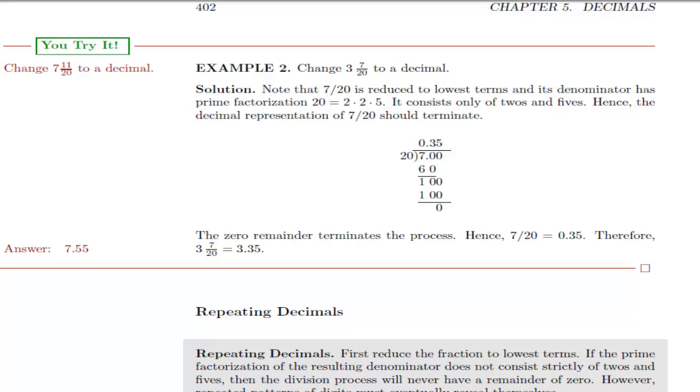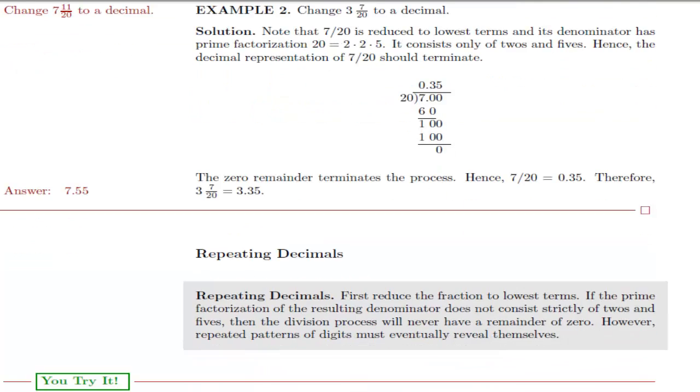To divide 7 by 20, we have to add a 0 since 20 doesn't go into 7. 20 goes into 70 3 times. 3 times 20 is 60. 70 minus 60 is 10. 20 does not go into 10, so we'll add another 0, bring down the 0. 20 goes into 100 5 times. 5 times 20 is 100. 100 minus 100 is 0. The 0 remainder terminates the process, hence 7/20 equals 35 hundredths. Therefore, 3 and 7/20 equals 3 and 35 hundredths.